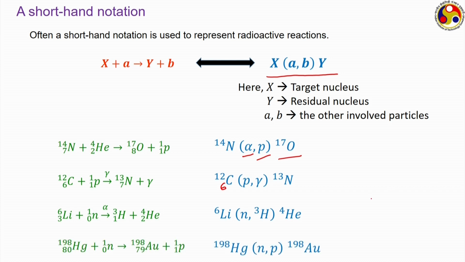This way we can give a few other examples also, like the last one we have mercury 198 as the parent and gold 198 as the daughter. We have neutron as the particle which is causing this reaction and a proton is being ejected. So, the corresponding shorthand notation is this particular one.